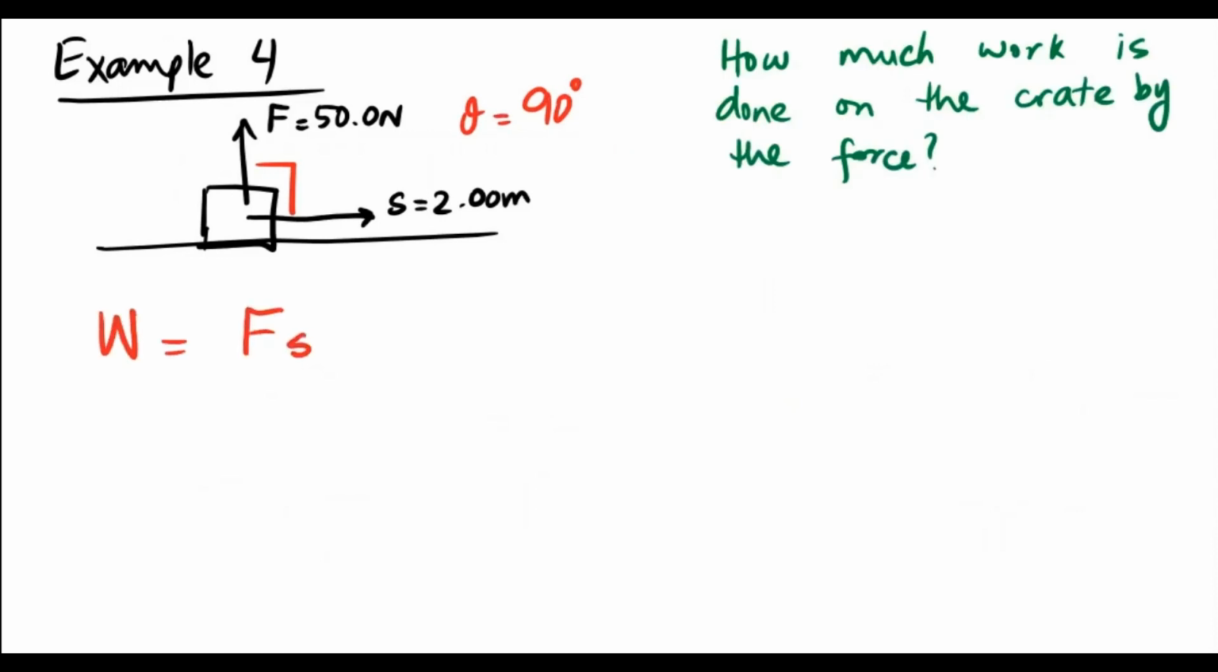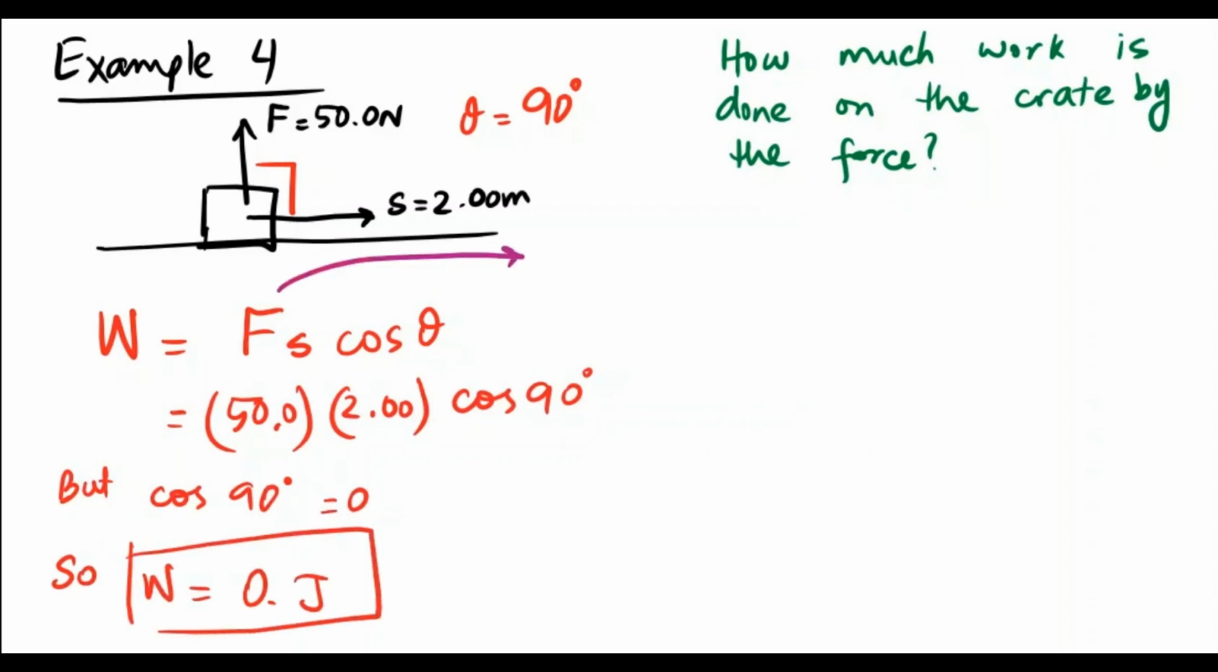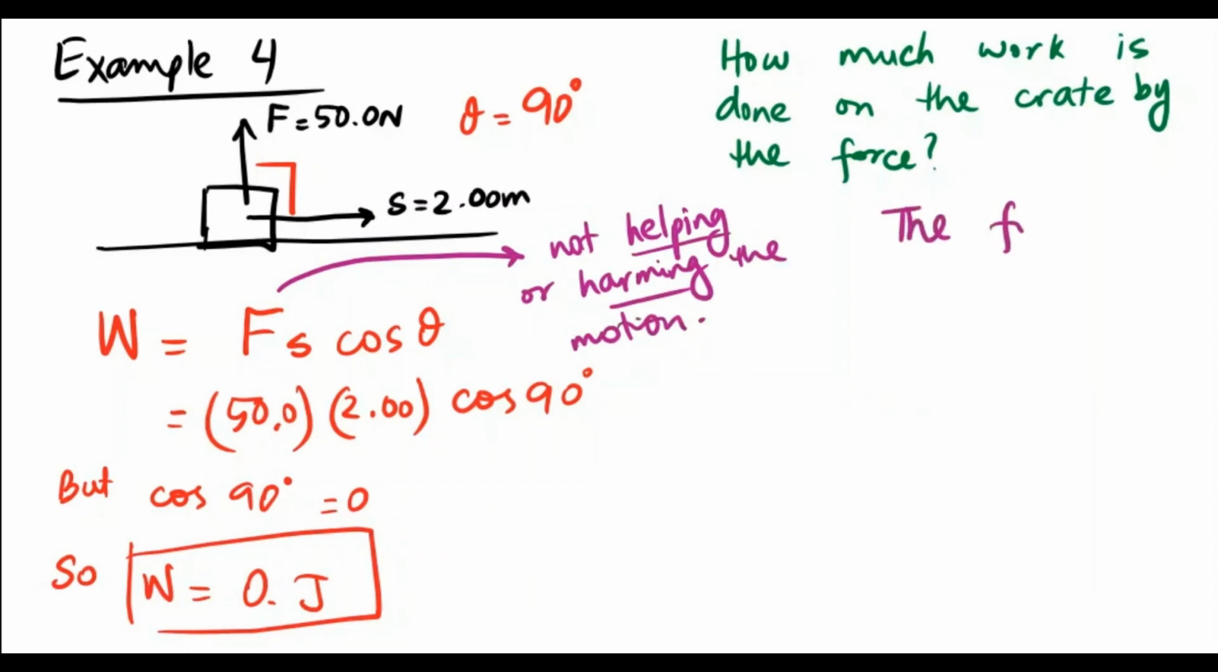If you have to find out how much work is done on the crate by the force, we'll plug in the numbers that we know from the previous examples as well, but this time the angle is 90 degrees. You also know that cosine of 90 is equal to 0, which means that we're getting a work of 0 joules. What it's doing is that we are applying the force, but it's not helping or harming the motion, and it's not doing any useful work on the crate.